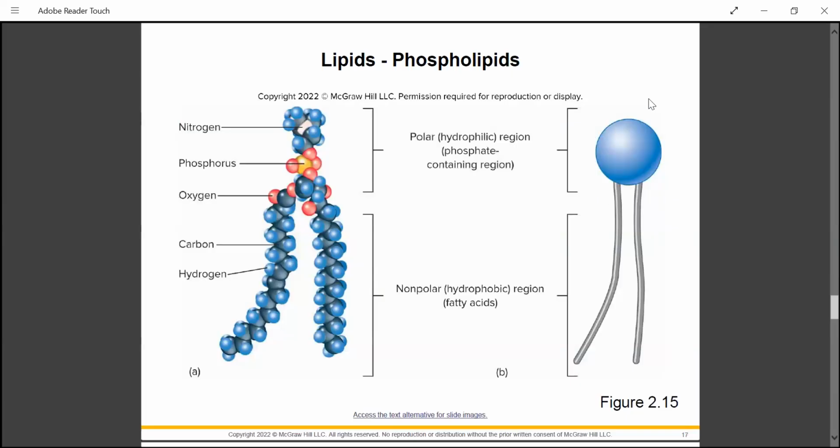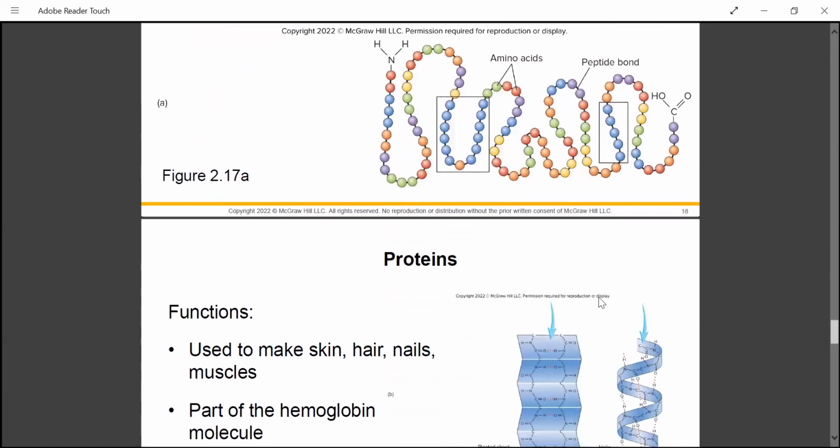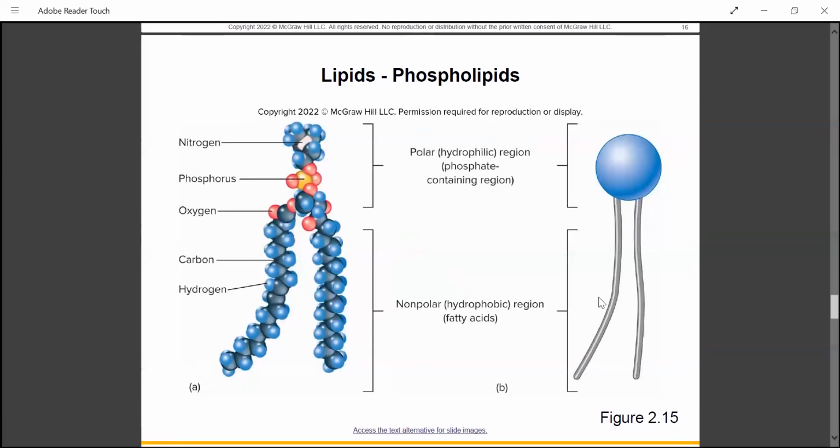So we have a head and tail. So our head is going to be hydrophilic. This is our polar region. It's got a charge to it. It likes water. And then we have our tail, which is hydrophobic. This is where our fatty acids are contained. So our phosphate region is the head. That's hydrophilic. Our fatty acids are our tail, and they're hydrophobic. Okay.